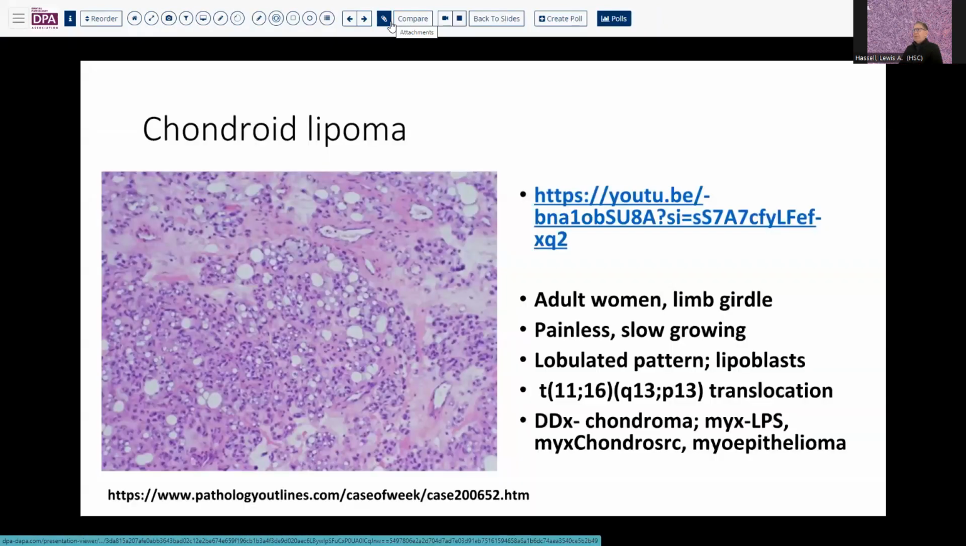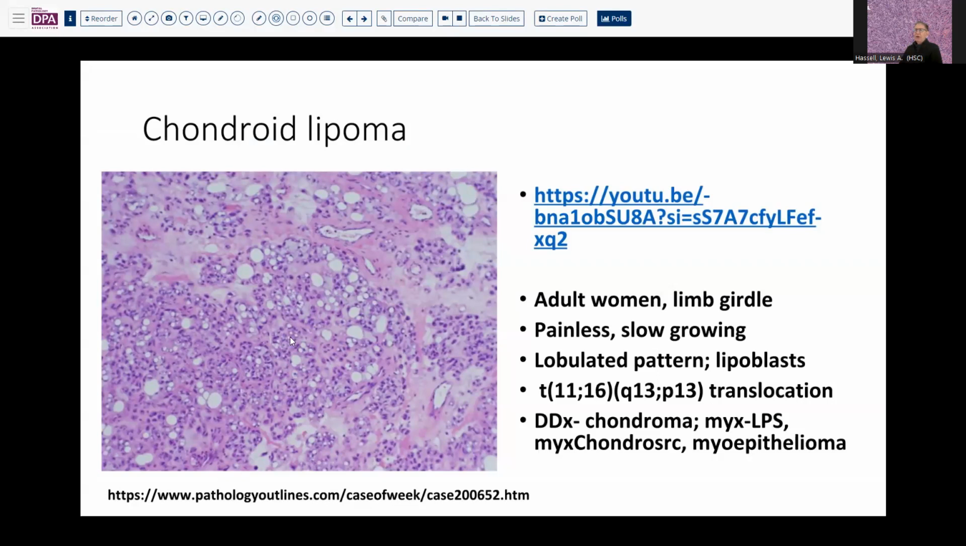And sort of wrapping up here, the chondroid lipoma. This is a rather rare lesion. I could not find any in our files. And as you can see, it has this rather nested, lobulated chondroid appearance, which I borrowed here from Pathology Outlines, which has a nice sequence of this lesion.